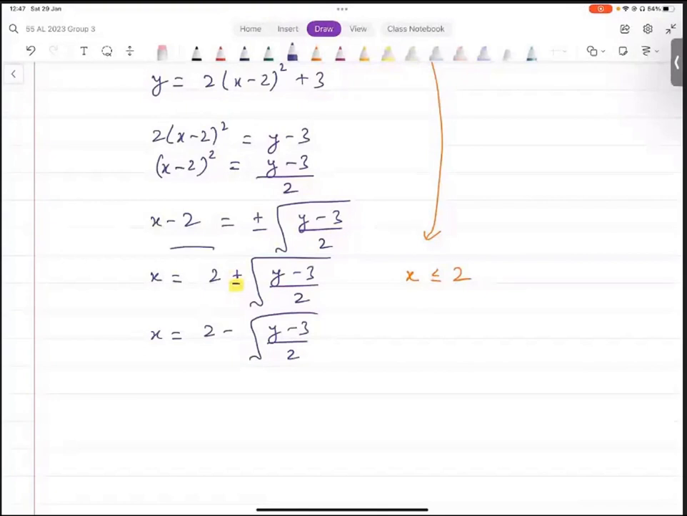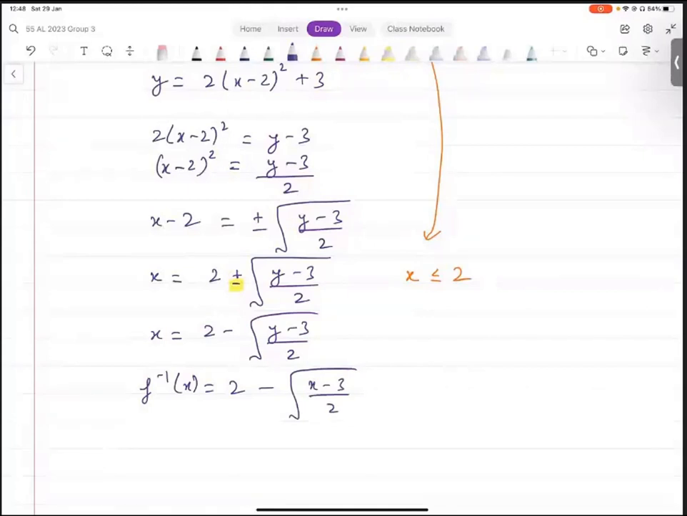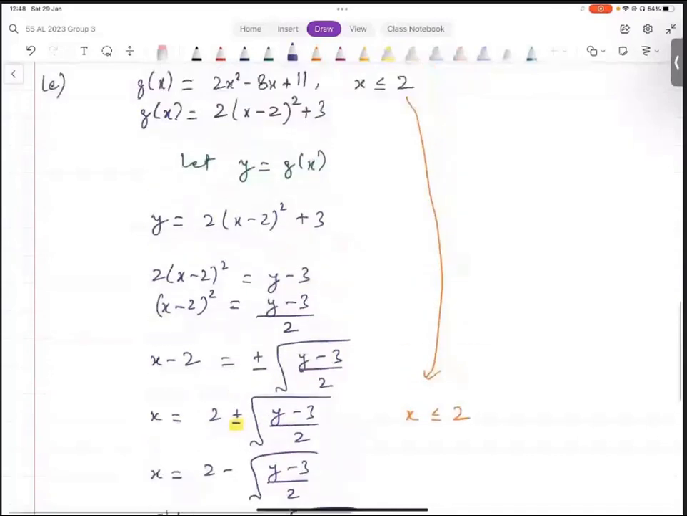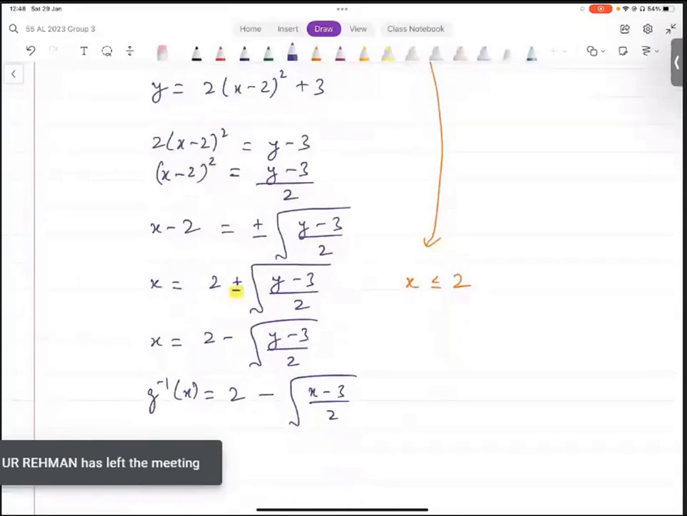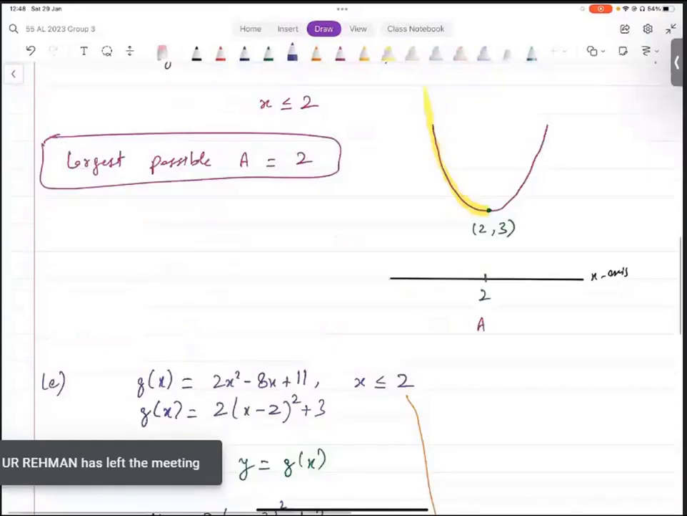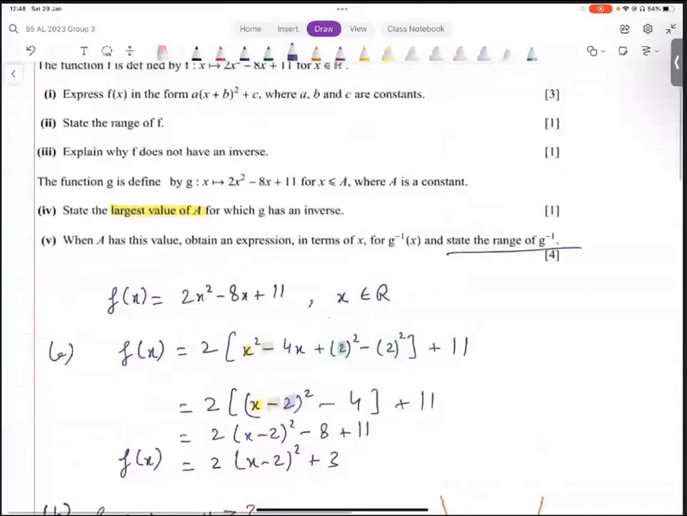You'll get 2 marks until this point, and then 1 mark for choosing the sign correctly. That's 2 minus square root of (x minus 3) over 2. So that's 3 marks until this point. You have the inverse now. So it was g, not f. So I'll just change that to g instead. It's g inverse of x equals this. That's 3 marks. And then it says, also state the range of g inverse.